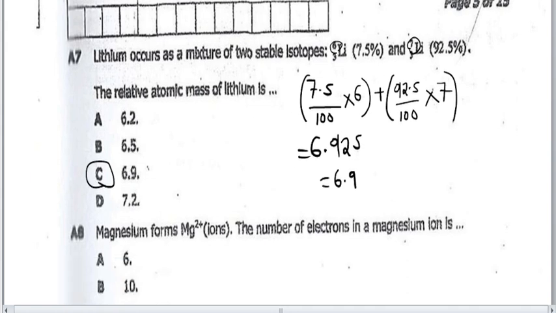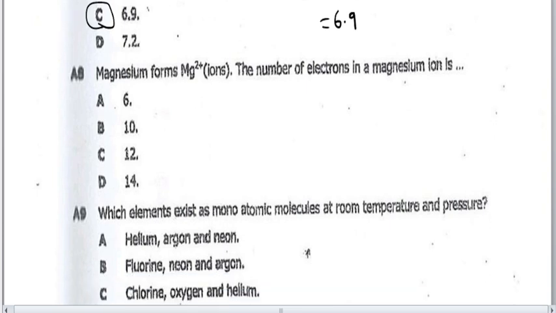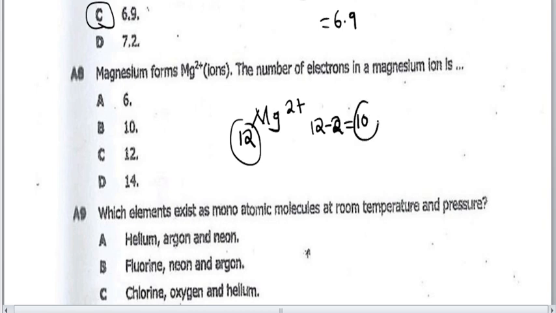Right, then we proceed to number 8. Magnesium forms magnesium 2+ ions. The number of electrons in a magnesium ion is, now look at magnesium. Basically magnesium has got 12 electrons. Now if we say magnesium 2+, a plus means it has lost 2 electrons. So you just say 12 minus 2 electrons, we get 10. So the number of electrons is 10 since it has lost 2.